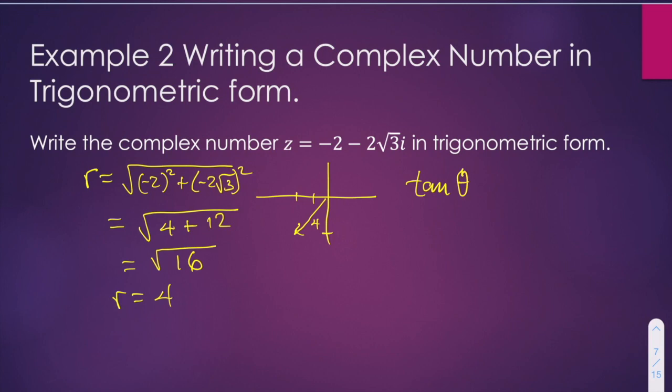Tangent of theta, if you remember, is going to be b, which is -2 root 3, over a, which is -2. So we have negative over negative, that's positive, but we know that we're in the third quadrant, so we just have to keep that in mind. Tangent is positive in the third quadrant. And so as we take that, since -2 cancels -2, we're talking about tangent of theta equaling root 3 over 1.